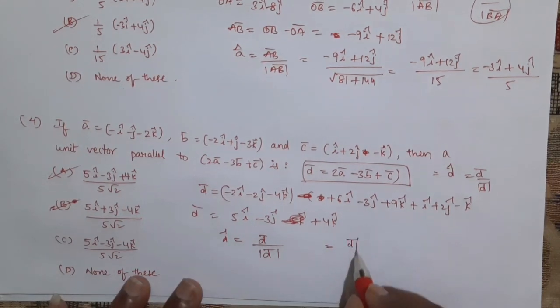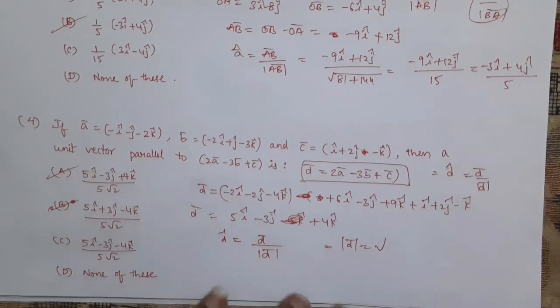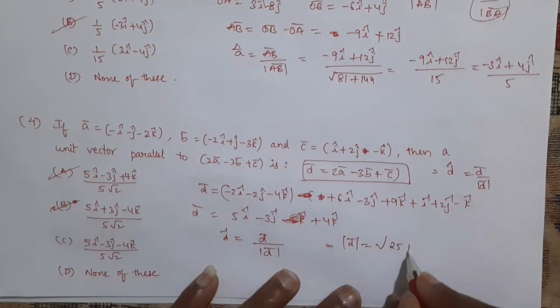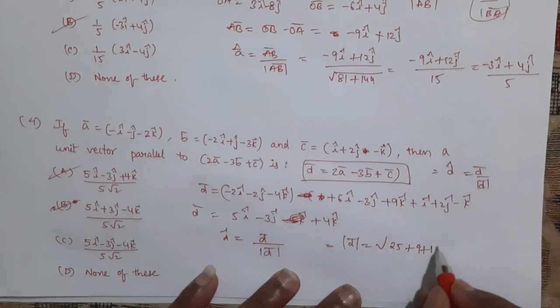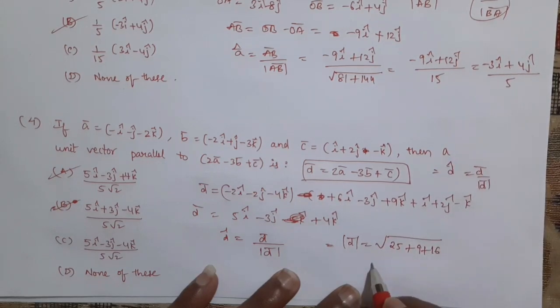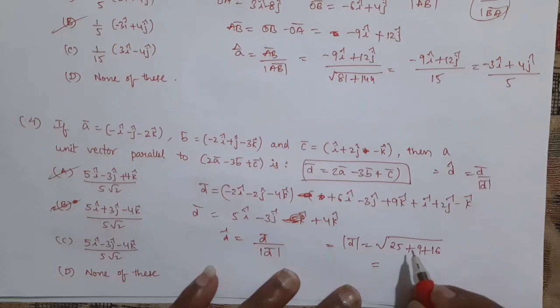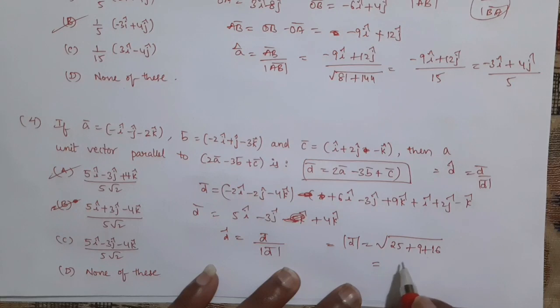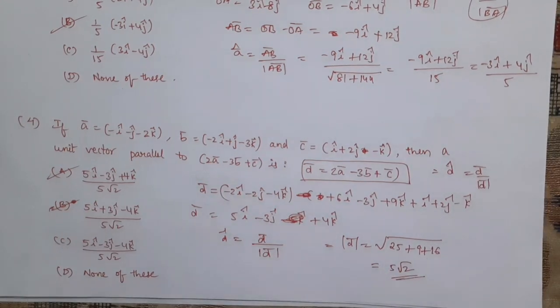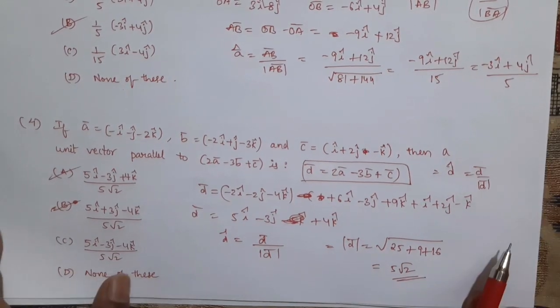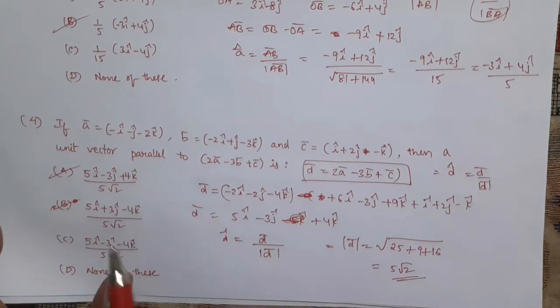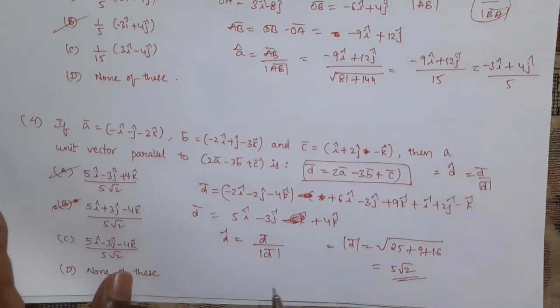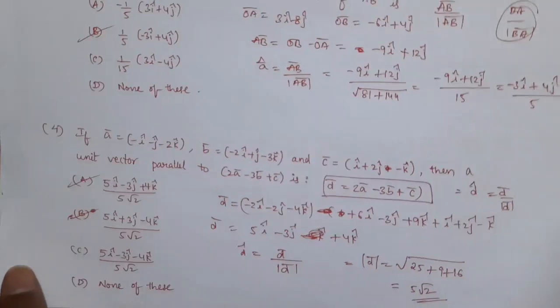If you want to find modulus of d bar, then also you will get that same answer. What is modulus of d bar? It is square root of 5 square 25 plus 9 plus 16. 9 plus 16 is 25, plus 25 is 50. That 50 we can write as 5 root 2. That means that is option A. So in order to minimize the time, if the numerator matches with any one of the options, that is the correct answer. If it matches with 2 options, then we need to find the modulus of d bar also. Okay, remember that.